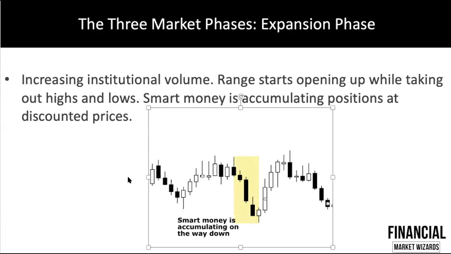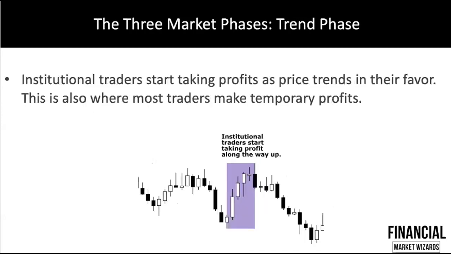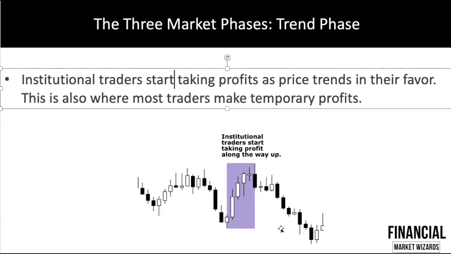Okay, so what happens after they accumulate? Basically there's a change of hands. The retail traders are selling to the institutional traders who want to bring prices up. What happens next is the trend phase. Institutional traders start taking profit as price goes up.